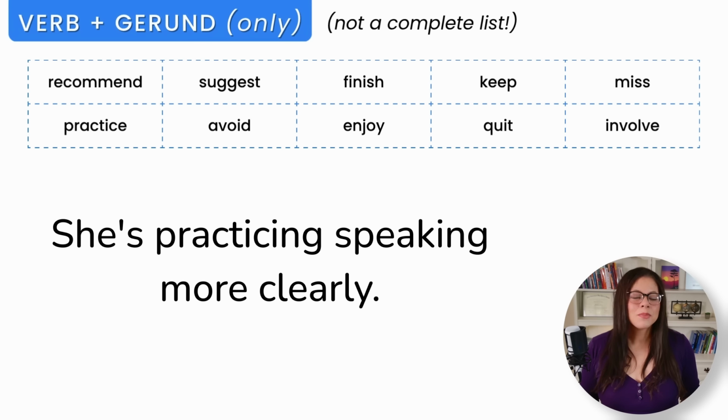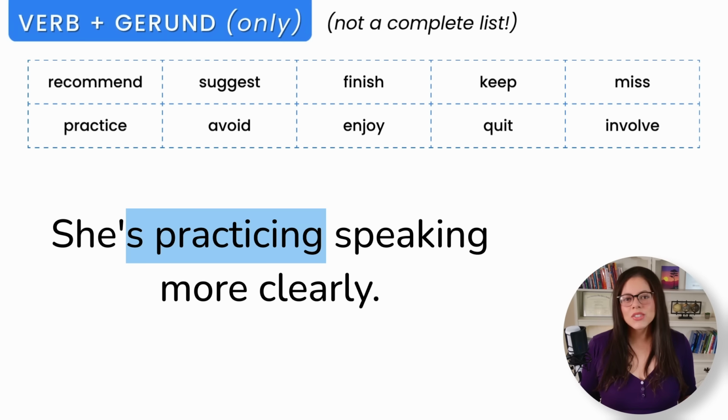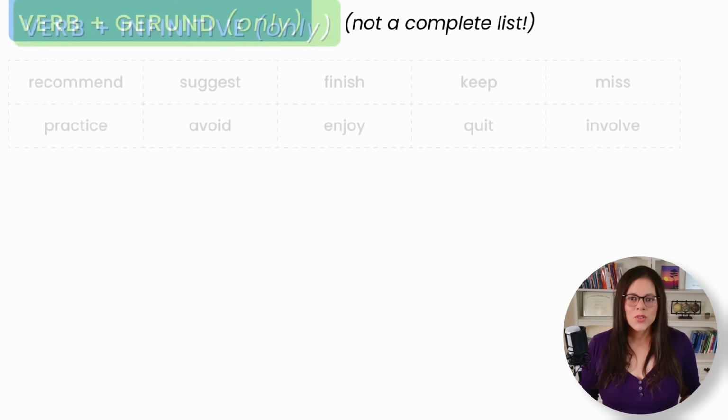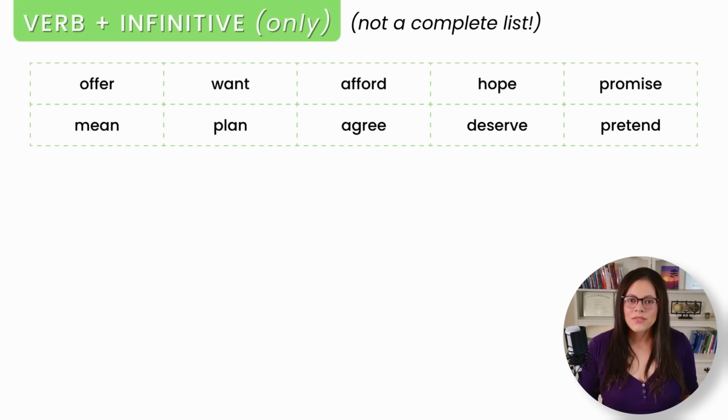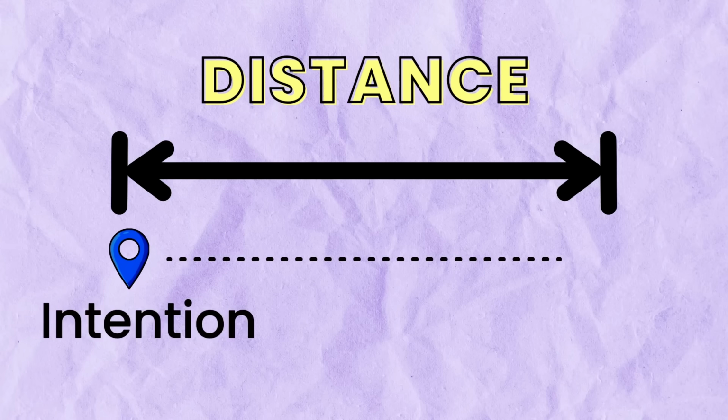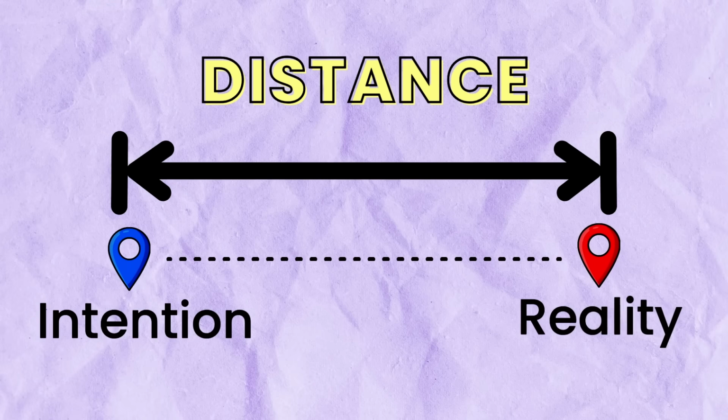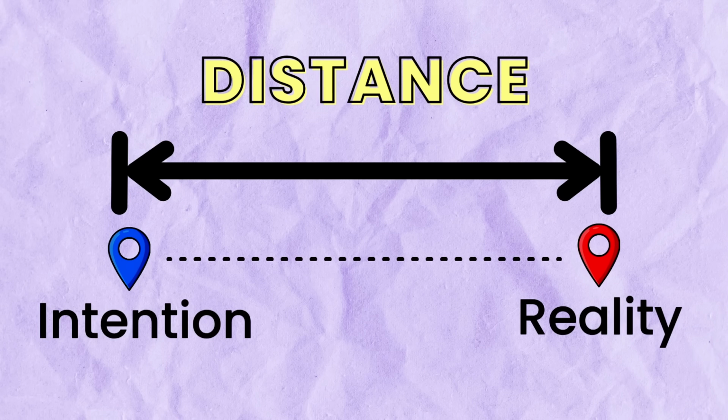Don't worry, it's completely fine to have two words that end with ing next to each other. The first one is just your main verb in the present continuous. She is practicing. What is she practicing? This action, speaking more clearly. Now let's look at some examples of verbs that require an infinitive as the direct object. With the infinitive, there's always this feeling of distance between our intention and reality. The action may or may not occur.